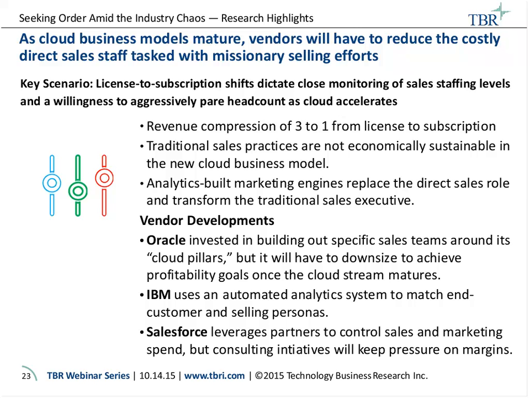Not necessarily, if it was shelfware, it wasn't that big of a deal that they got it sold. And the challenge for these direct reps is that there's a revenue compression of 3-to-1 from license to subscription. So the $1 million license sale really turns into a $333,000 subscription on average.